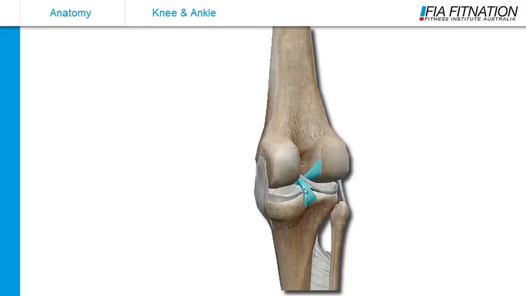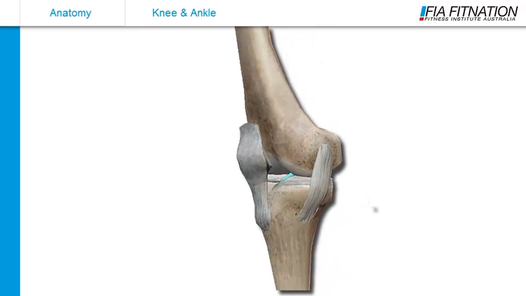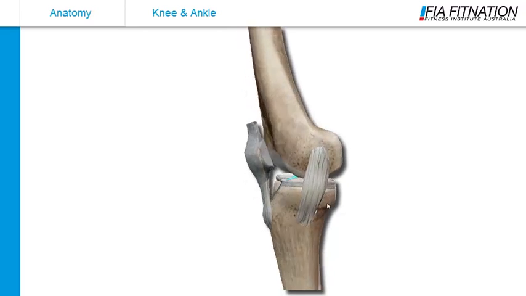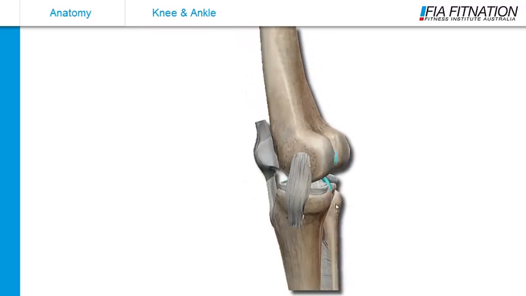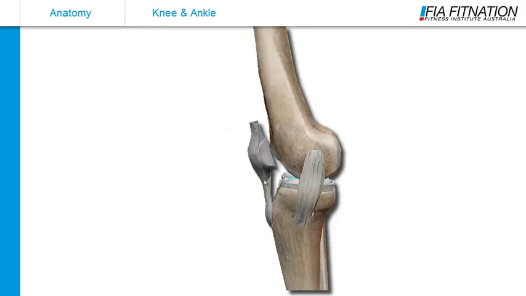The posterior cruciate ligament, on the other hand, which attaches from the posterior aspect of the tibia to, we'll have a look here, just around to the anterior of the femur, essentially prevents hyperextension of the knee joint. And often you'll damage a PCL, which is not as problematic as an ACL, by someone falling on an outstretched knee, causing hyperextension.